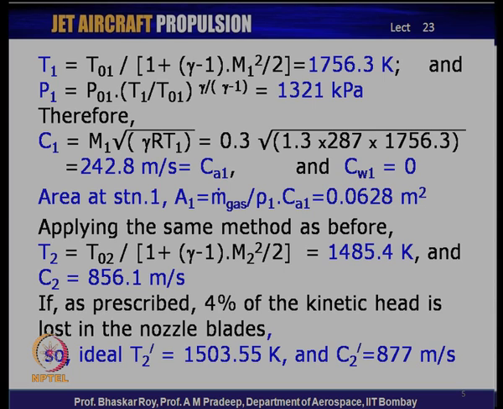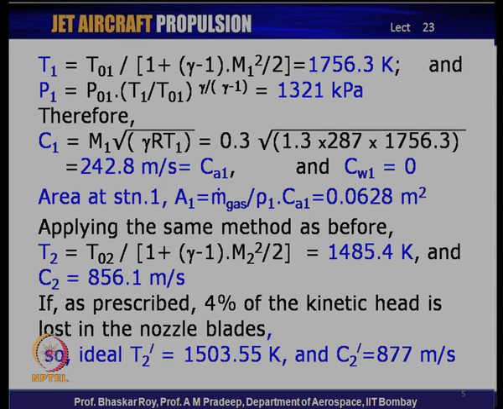Now, as prescribed, 4% of the kinetic head is lost in the nozzle blade. The nozzle loss coefficient was prescribed as 0.04, corresponding to 4% of the kinetic head as per the definition of the loss coefficient, and as a result we can do a reverse engineering and back calculate and find that the ideal T2, that is T2 prime, would have been 1503.5 K, and corresponding to that the ideal C2 prime would have been 877 meters per second.